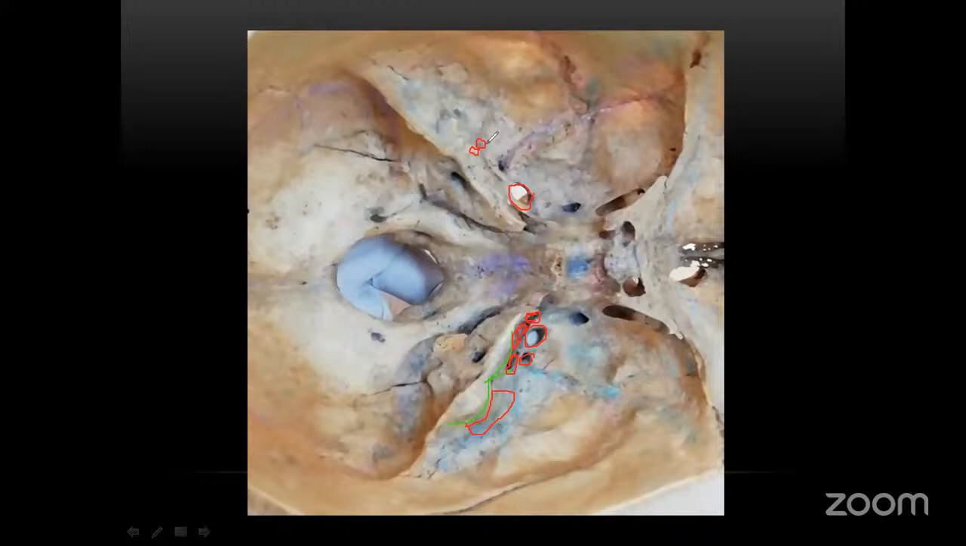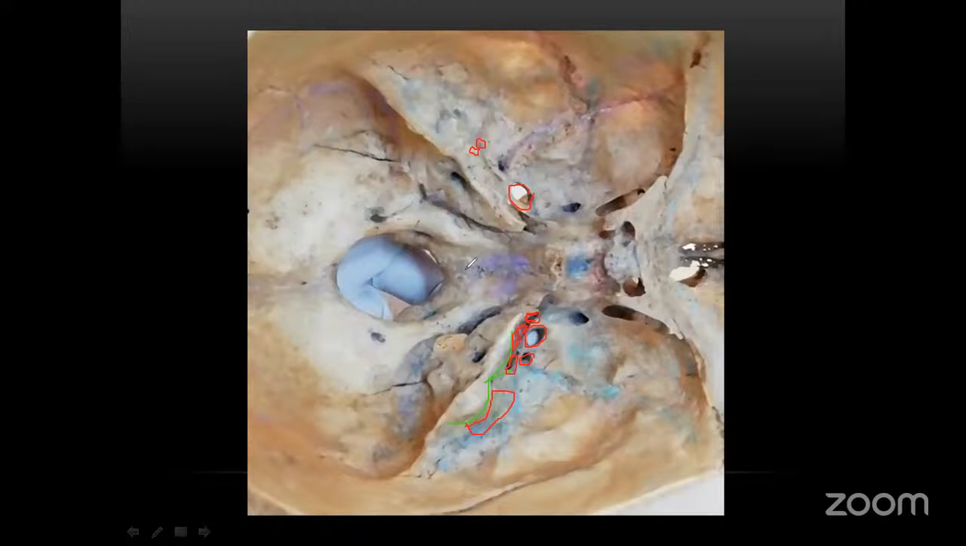These foramens are for two nerves. One will be the lesser petrosal nerve, and second will be the greater petrosal nerve. Greater petrosal nerve is the branch of the facial nerve.